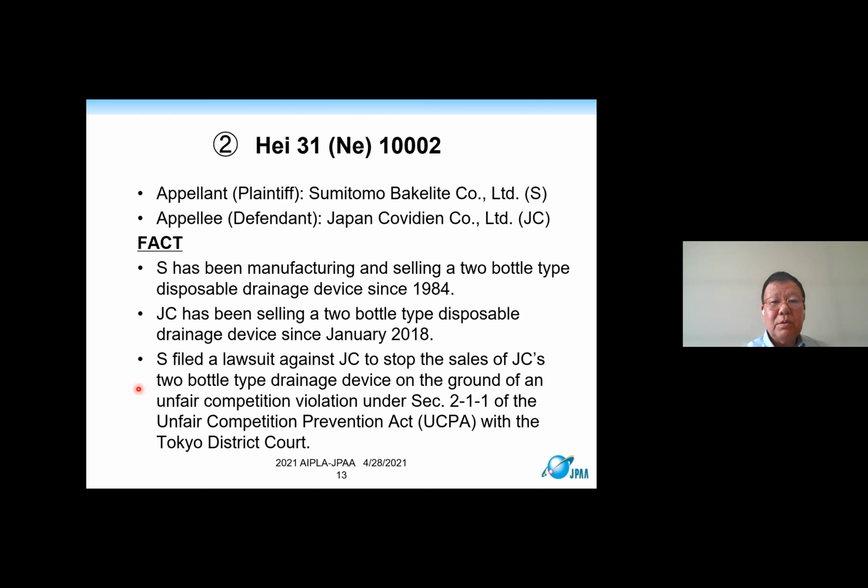Sumitomo has been manufacturing and selling the two-bottle type disposable drainage device since 1984. And Covidien has been selling a two-bottle type disposable drainage device since January 2018. So Sumitomo filed a lawsuit against Covidien to stop the sale of Covidien's two-bottle type drainage device on the ground of unfair competition.